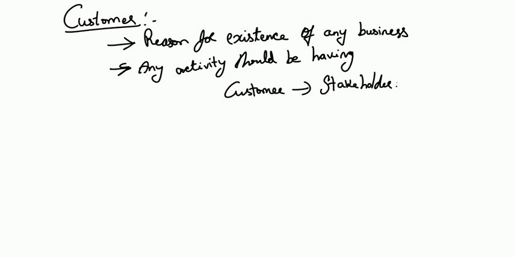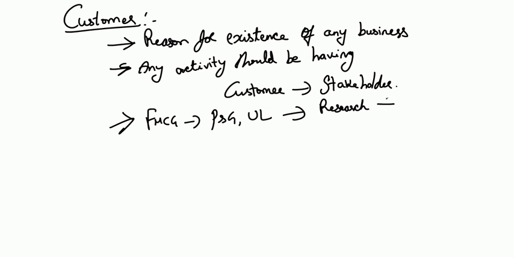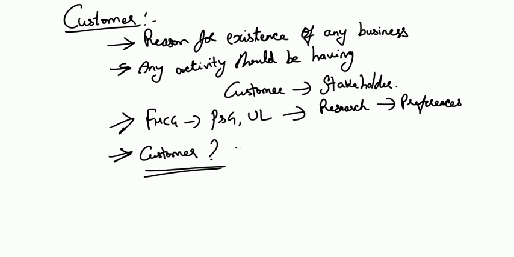That is why most FMCG companies like P&G and Unilever do a lot of research on customers and their preferences to bring out their products in the most efficient manner. So, how to get this customer to be satisfied with your product? That is what every marketer works upon.